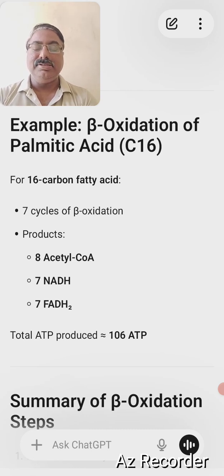So in summary, we can say that beta oxidation is the degradation process of fatty acids which leads to release of energy and synthesis of a large amount of ATP molecules. This process takes place in the matrix of mitochondria.